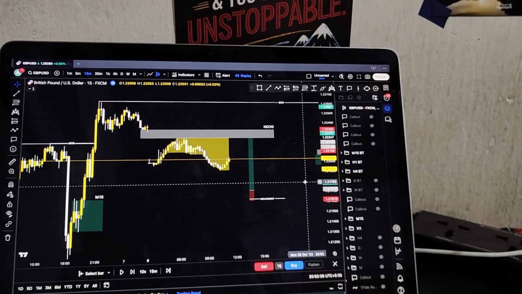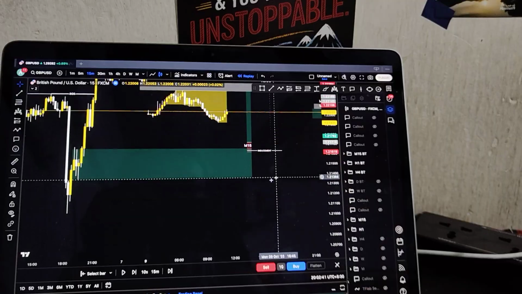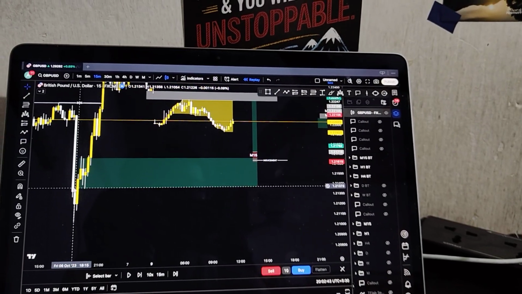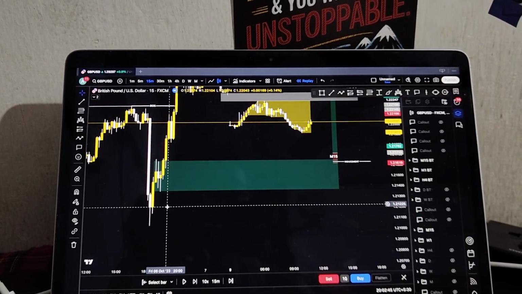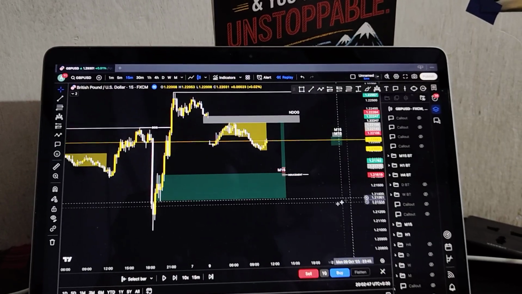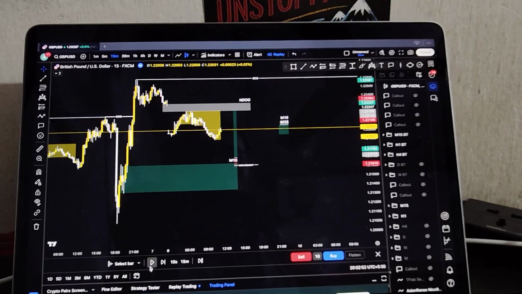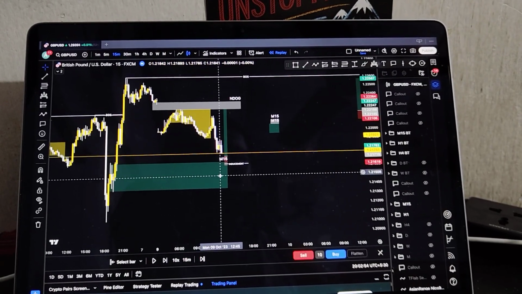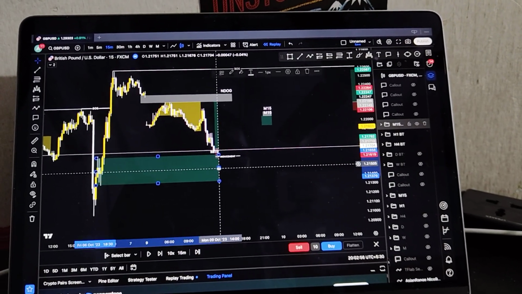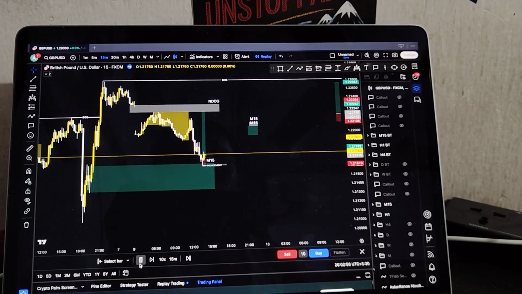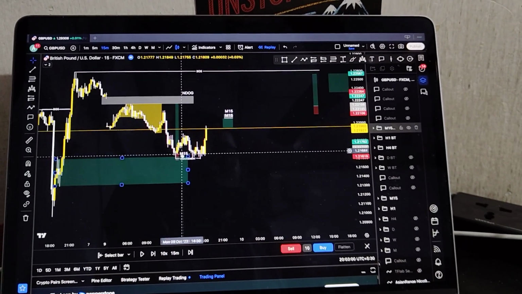So now what I was looking for was a buy from this demand. First of all, I was looking for a buy from this hourly demand, but it was very big. And also we have to adapt to the condition of the market. We don't predict, we react and adapt. So we mark this M15. I marked this M15 demand zone here. And what happened next was history. Literally played out to the T.